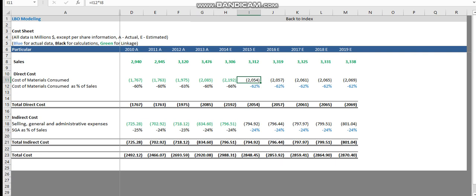This one is there. Then if we click here, this is the cost of material consumed as a percentage of sales, and it is sales into cost of material consumed. So this is one. Then we have this one, it's the cost of material consumed into 62. So this one is there. Then we have the total indirect cost, sales into SG&A of the sales as a cost percentage of sales. So this one is there.